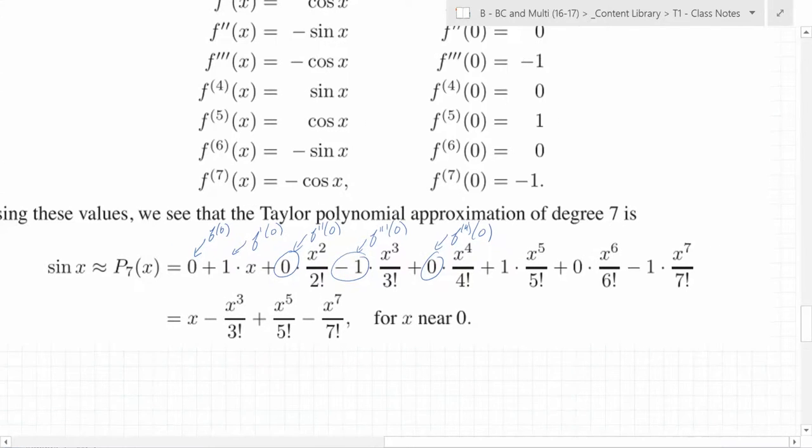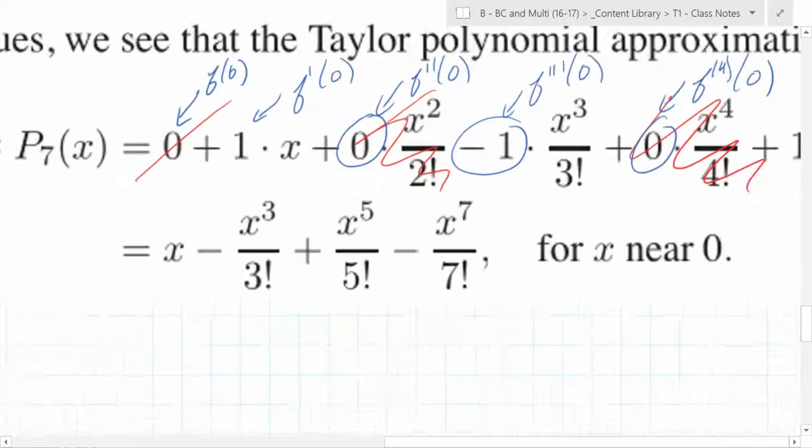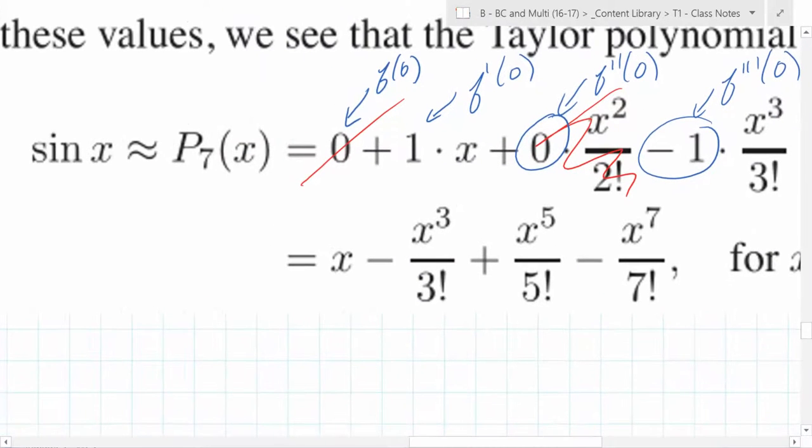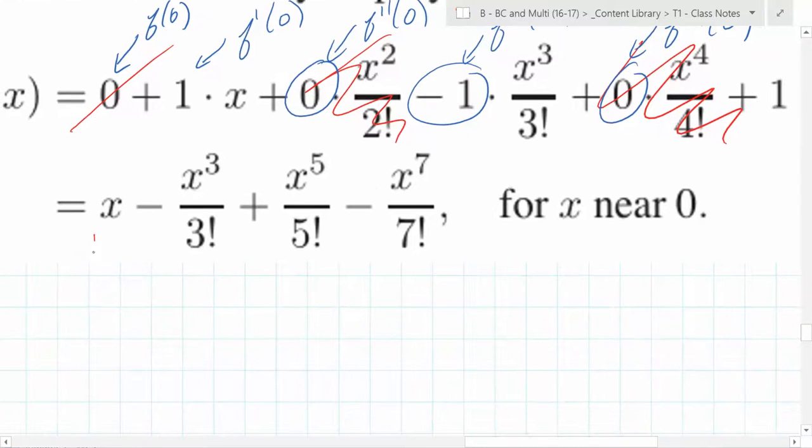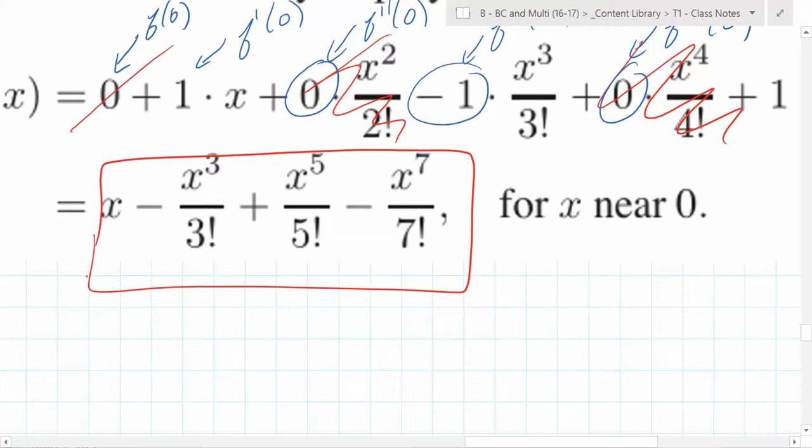Do you see where those pieces came together? So do a lot of terms just go away? Yeah. What terms go away here? Well, that's gone. This is gone, right? That's gone. This is gone. And what are you left with? You're left with this. Sine x is approximately this for x near 0. So could you use this to approximate values around 0?